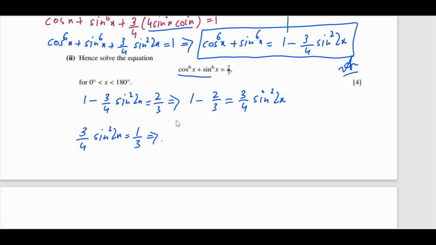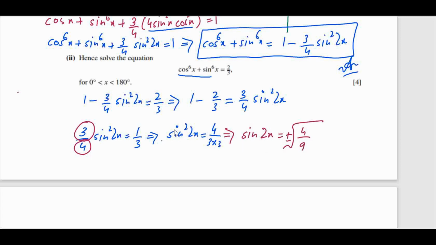And if we simplify it further, this will be sine square of 2x is equal to 4 by 3 into 3, because I just cross multiplied. There is no extra step here: simply I took 4 to that side and 3 also to that side. Then this will be sine of 2x is equal to square root of 4 by 9, plus minus. So here I did nothing else, I just took the square root.